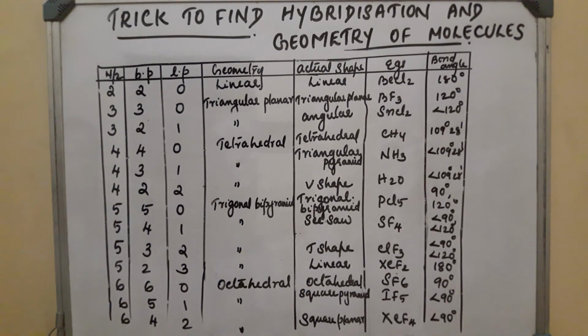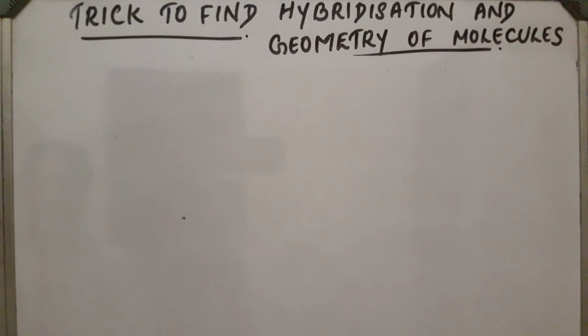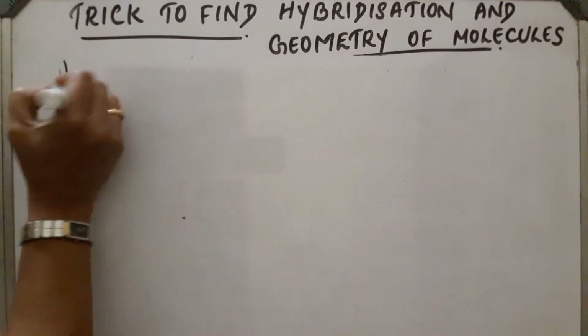Now let us do some examples. Okay. Now let us take a few examples to find the geometry of them. Okay. First one, NH4 plus.